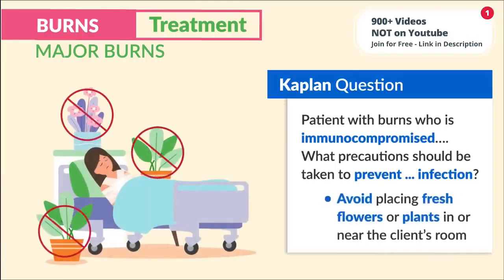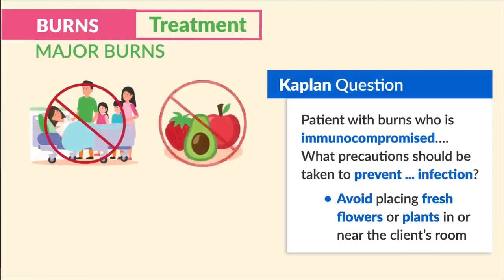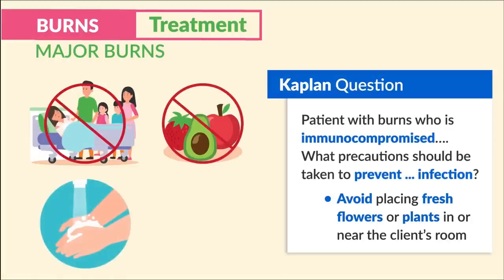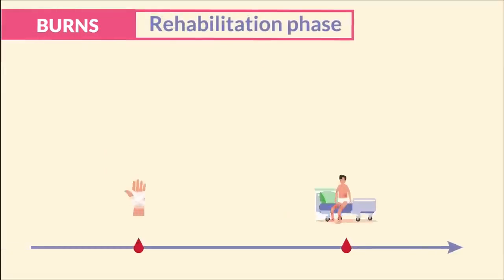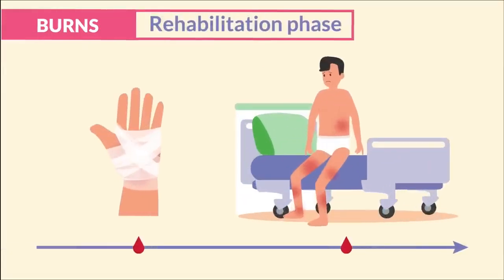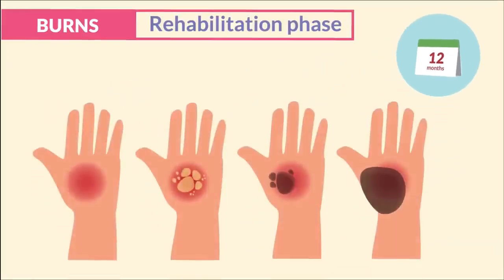So avoid placing fresh flowers or plants in or near the client's room. Yes, we always want to avoid crowds, fresh fruits, and all the typical stuff for clients who are immunocompromised to prevent infection. Now, during the rehabilitation phase, this happens when wounds fully heal and typically takes around 12 months or so, depending on the severity of the burns.